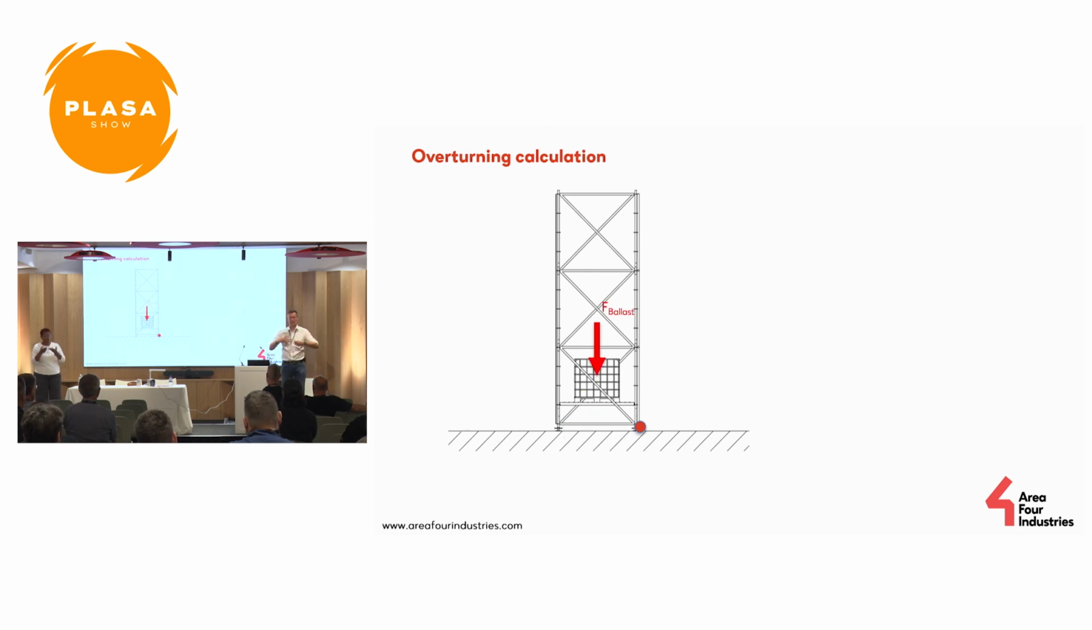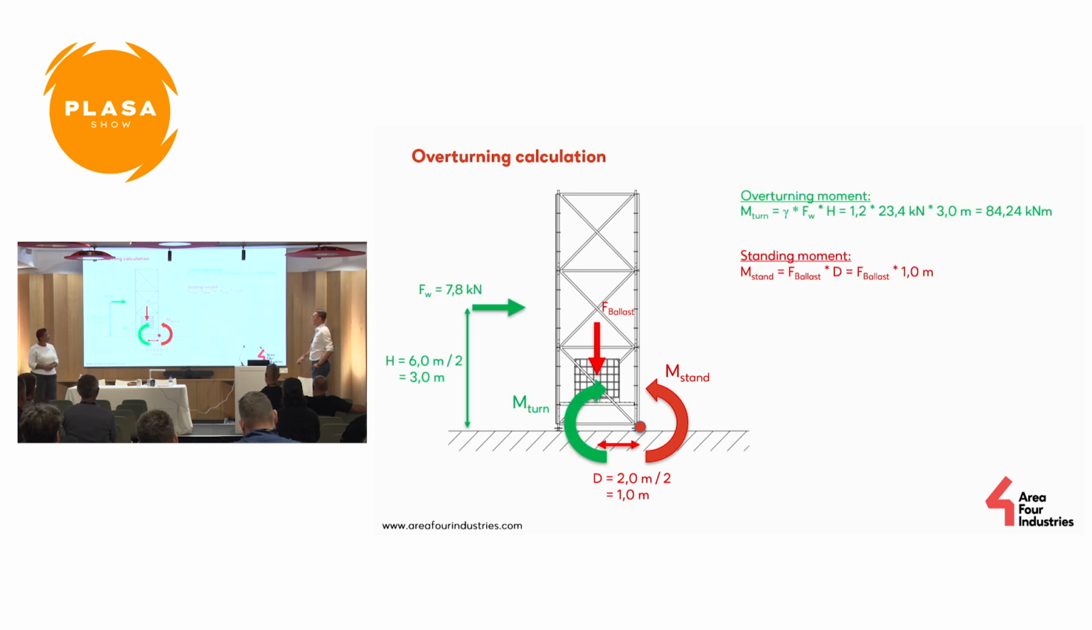And counteracting against this overturning is a so-called standing moment. That means the ballast and the self-weight of the structure multiplied with half the depth. In this case, when it's a 2-meter scaffold size, it is 1 meter, which creates an opposite acting standing moment. And as soon as the standing moment is bigger than the overturning moment, we are done. So then we can set both in an equilibrium and calculate how much ballast this must be. 8.4 tons.